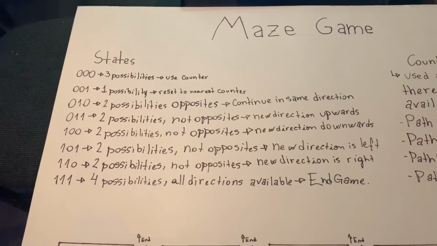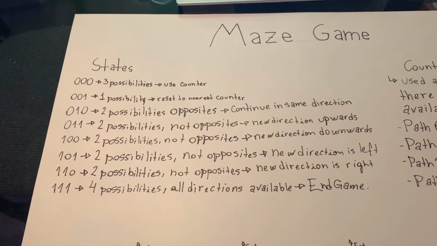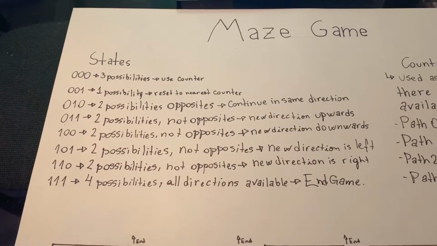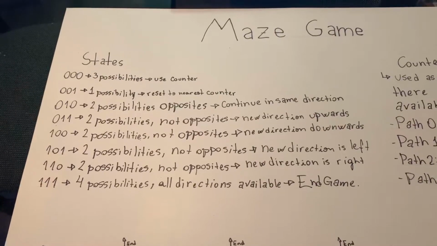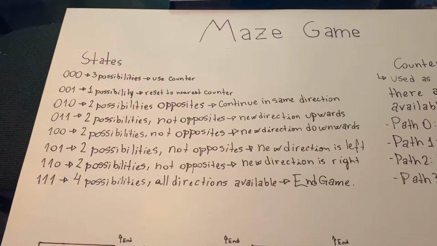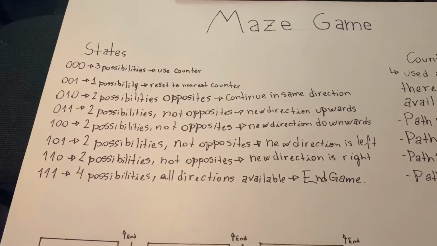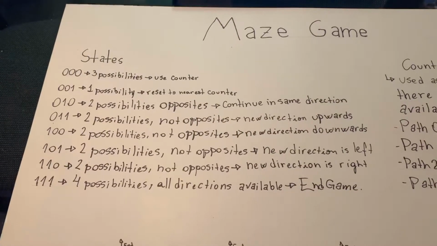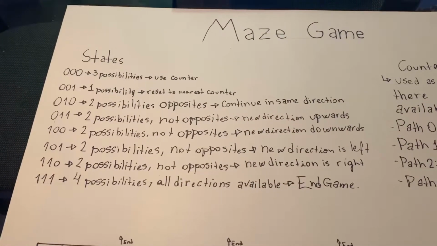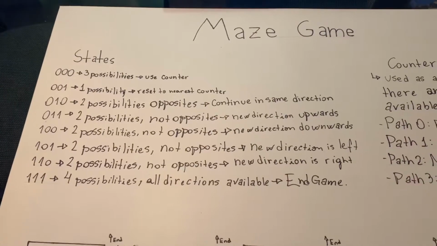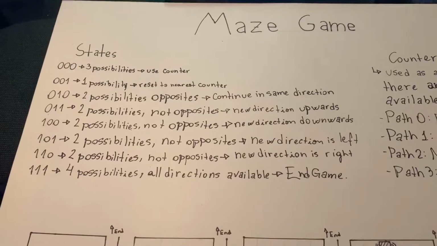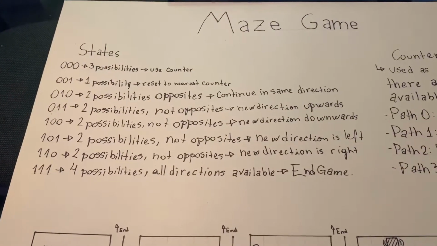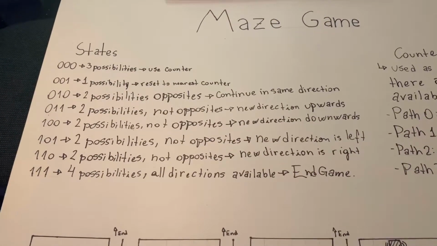The second state would be 001, which means only one possibility, and this would reset the robot to the nearest counter, going back all the way to the last counter that it encountered. Another state would be 010, which would be 2 opposite possibilities, which means to continue in the same direction, knowing that one of the possibilities was the previous space that the robot encountered.